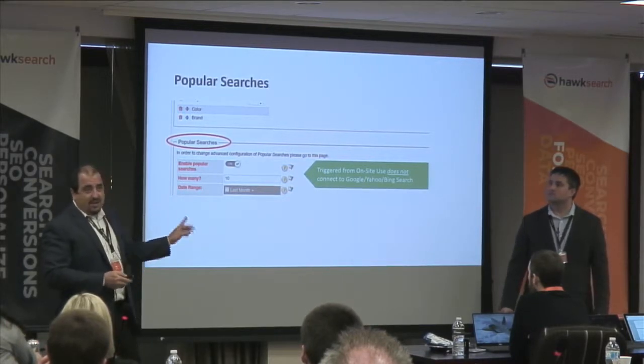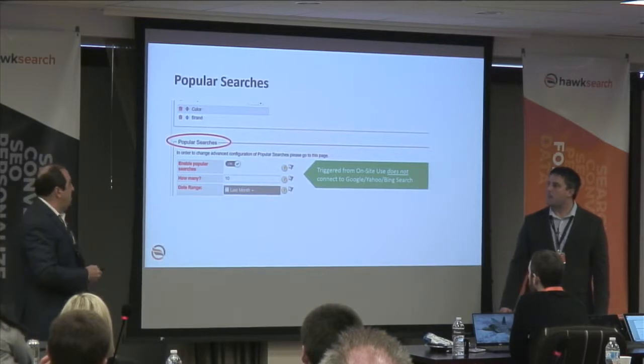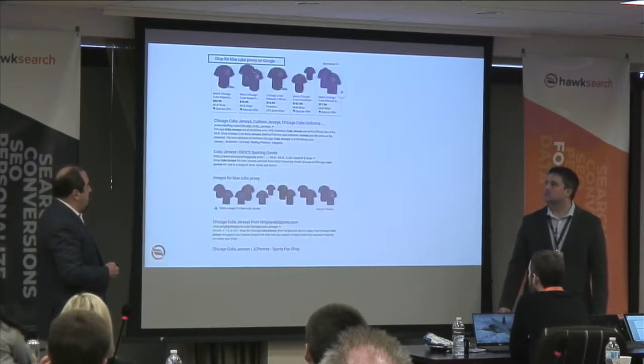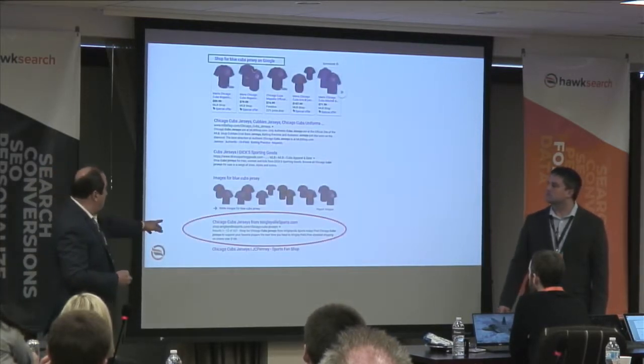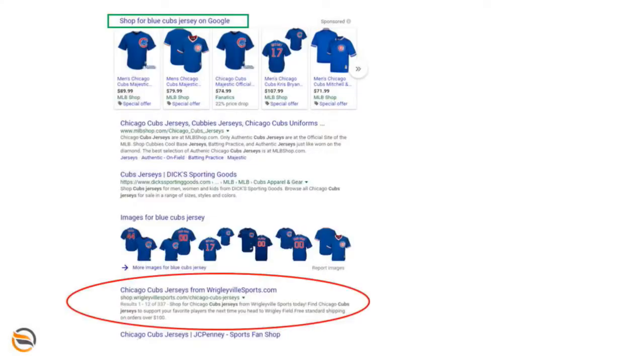What's important here is that these are not automatically connected to Google. You kind of have to put those into the sitemap, and the purpose of this is to really put this in the sitemap. So if I'm just looking for blue jerseys, images, blue jerseys, that's what they're going to come up, blue jerseys, blue Cubs jersey, any of the just common keywords that come up. Wrigleyville Sports, they're on the shop campaign here, so we know this is a Hawk search result here.